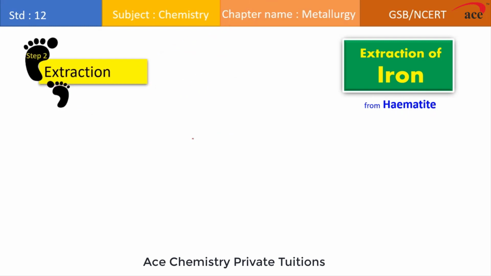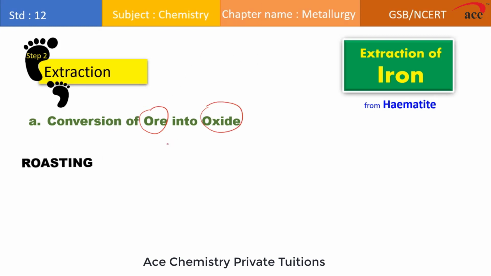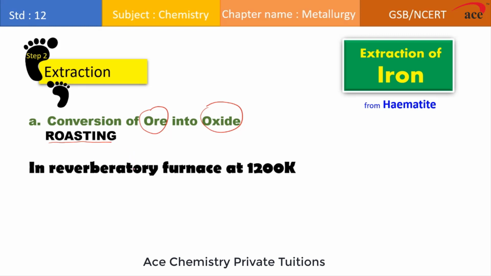After this, the second step is what? Extraction. Extraction generally involves conversion of metal to metal oxides and removal of volatile impurities, and that is the reason this involves heating. So we are converting the ore into what? Oxide, and removal of volatile impurities. So the process that we are using over here is what? Roasting. Now this is done in a type of furnace which is referred to as a reverberatory furnace, at about 1200 Kelvin.